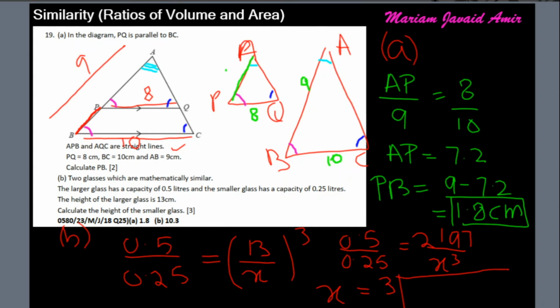By cross multiplying, we'll multiply 2197 with 0.25 and divide by 0.5. So cube root, and then I'll turn on the fraction key. In the numerator I'm writing 2197 times 0.25 divided by 0.5. This is giving me 10.3, which is the answer. So x equals 10.3 centimeters.